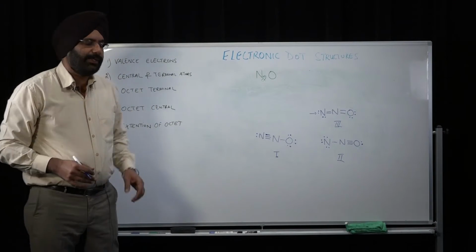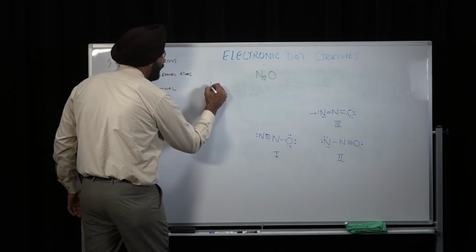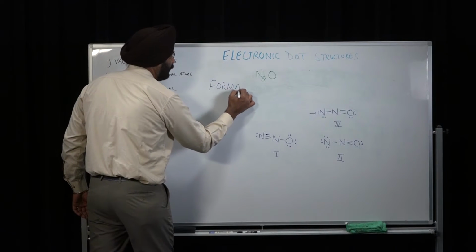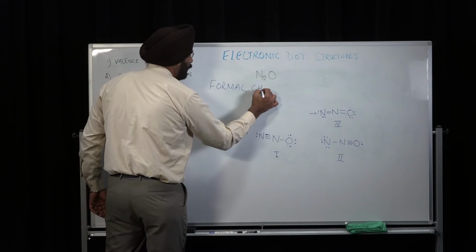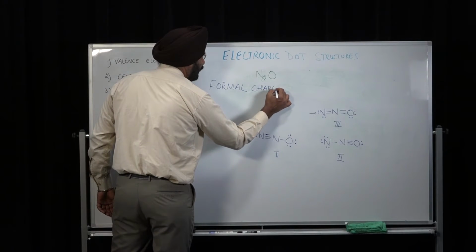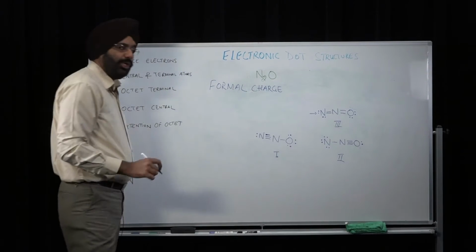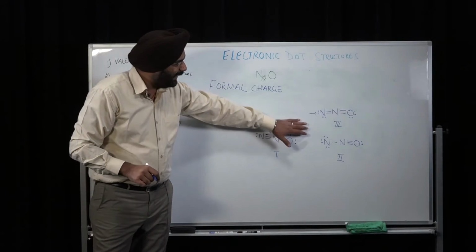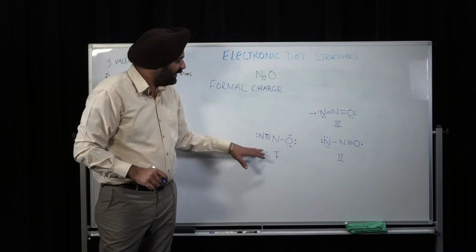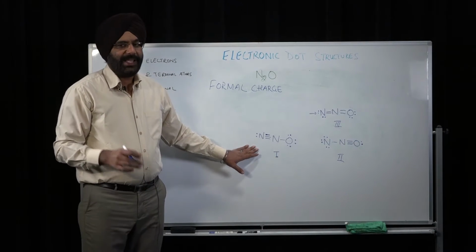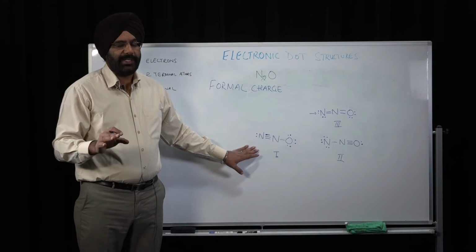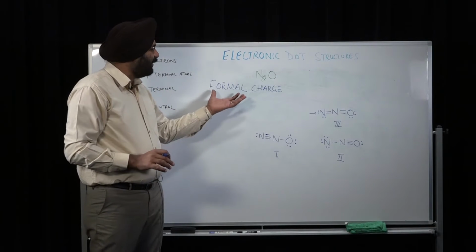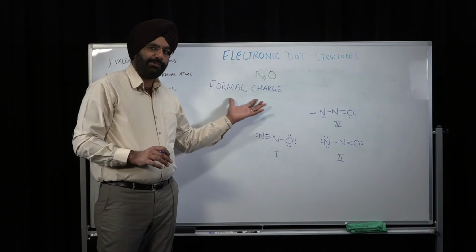To solve this, we are going to discuss another concept which is called the formal charge. We are going to calculate the formal charge on each of the atoms of a molecule to predict which out of these three structures is the dominant structure, the most probable structure. And we are going to do that with the formal charge.